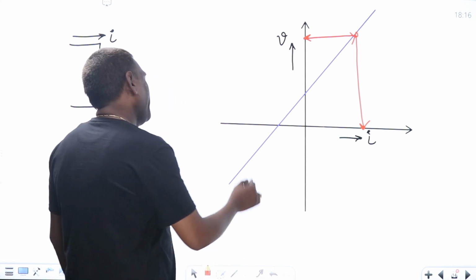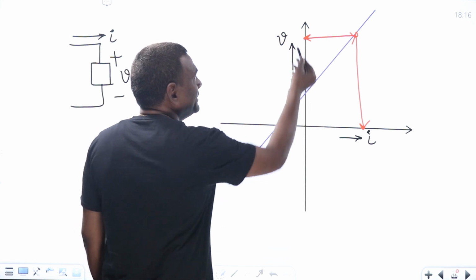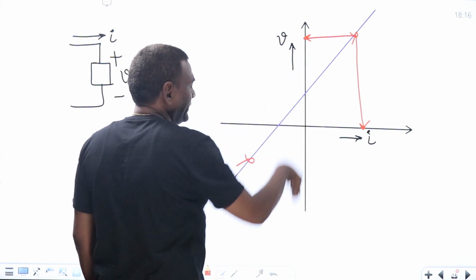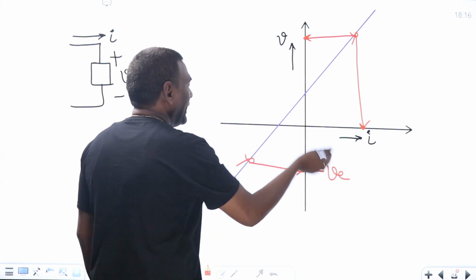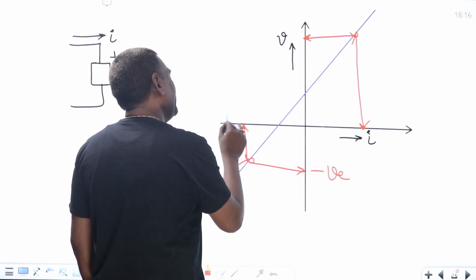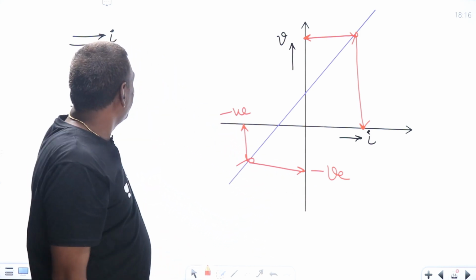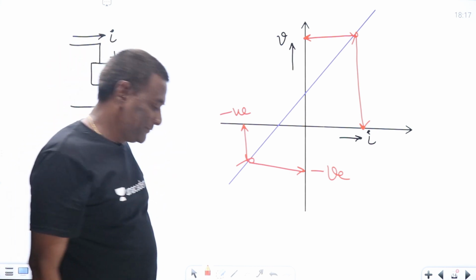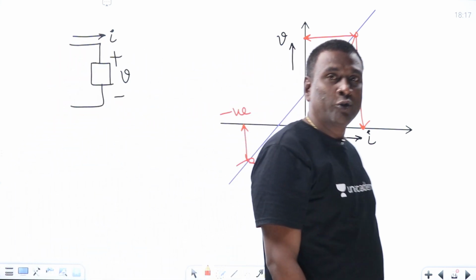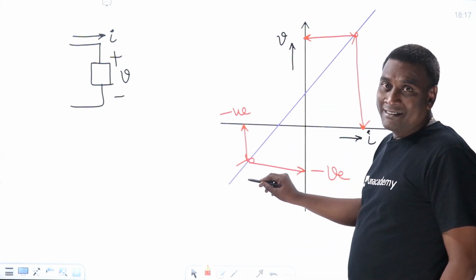Now, if it is operating here, then positive voltage here, negative voltage here. So voltage magnitude is going to be negative, and the current magnitude is going to be negative, meaning that again negative multiplied by negative is going to be positive. Passive sign convention is followed, so power is going to be absorbed. If the operating point is here, power will be absorbed. If the operating point is here, power will be absorbed.